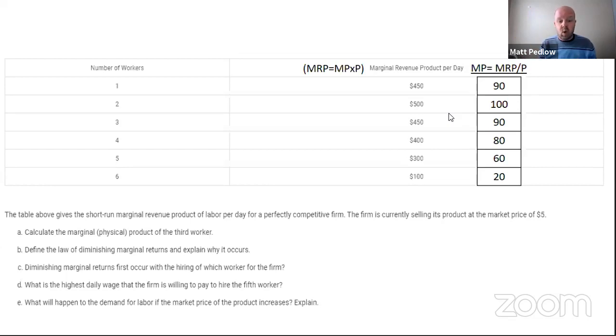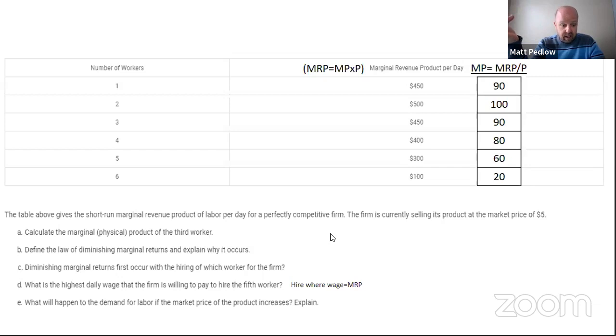D, what is the highest wage? Okay, so all you have to remember, going all the way back to unit 5, you hire all the way up to that point at the margin where wage equals marginal revenue product. I will tell you right now, every year kids think, how do we know how to do this? It can't be that easy.